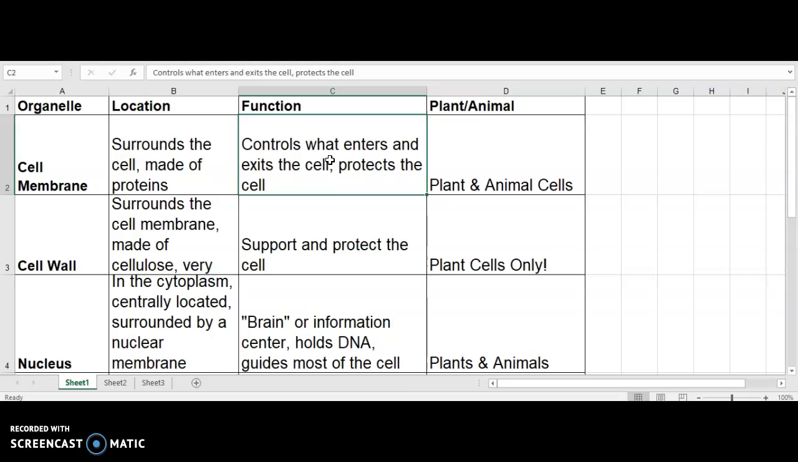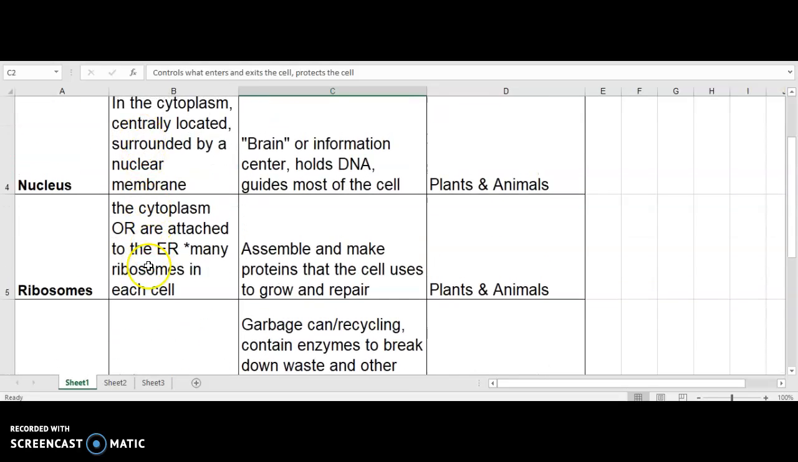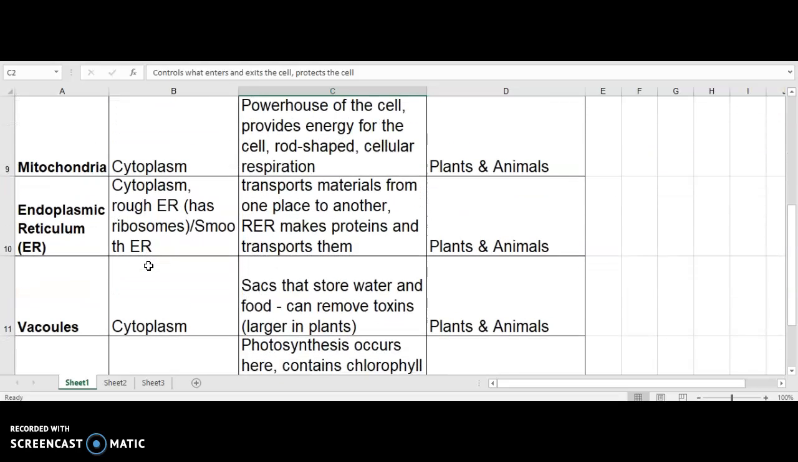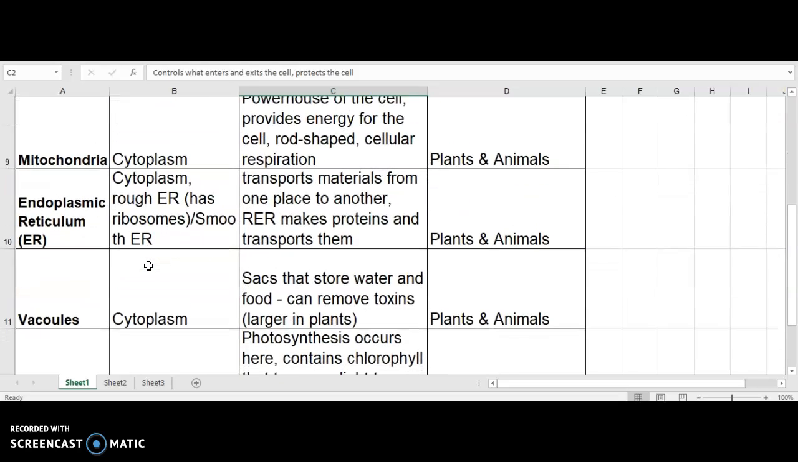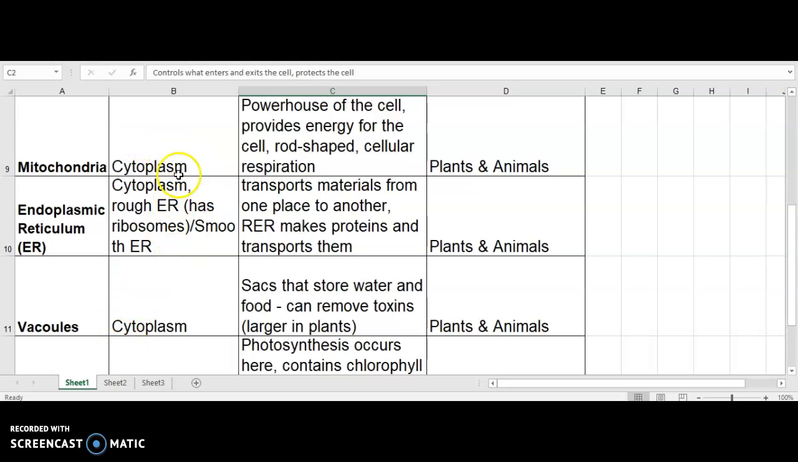And the video after this will be labeling the locations because you'll notice that a lot of these were just in the cytoplasm. So it's important that we know how they look different. How can you tell a mitochondria apart from a vacuole if they're both in the cytoplasm? That was the next video.